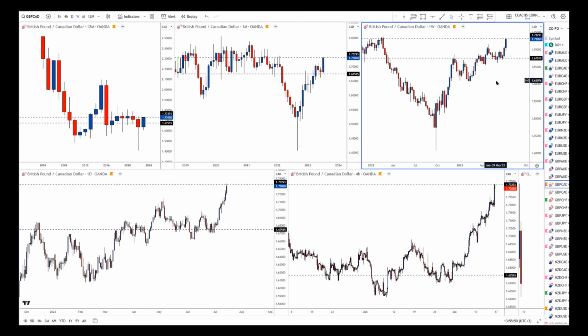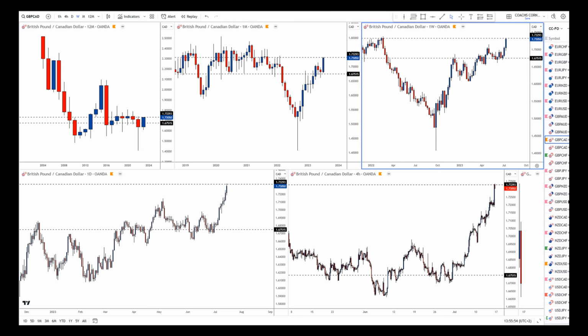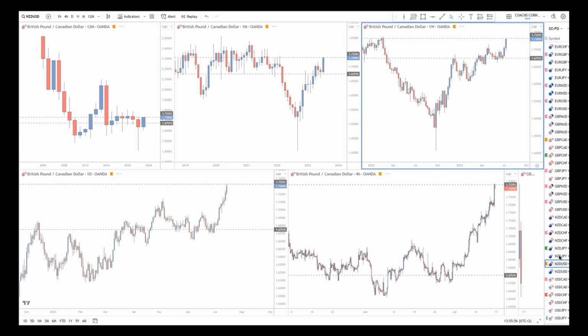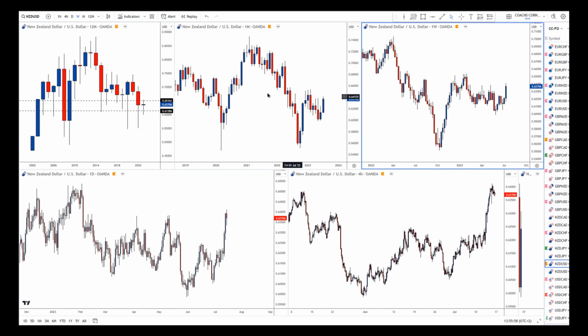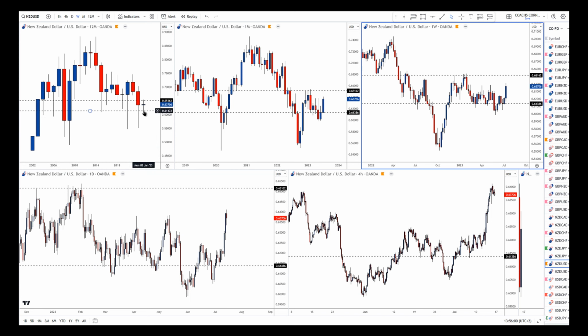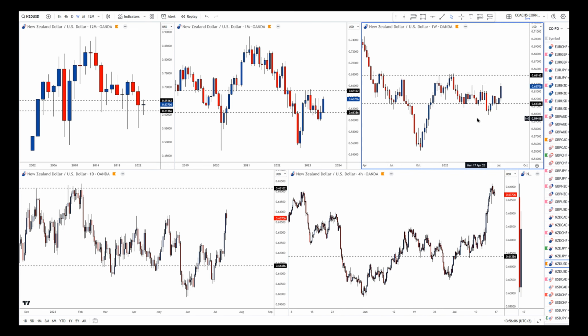Okay, so this hit TP1 and TP2, so this is done. And then we have the next one, Kiwi dollar. The reason for this was that my underlying bias for the yearly chart was up. Price came down into this level, and this was the entry with the low stop loss.